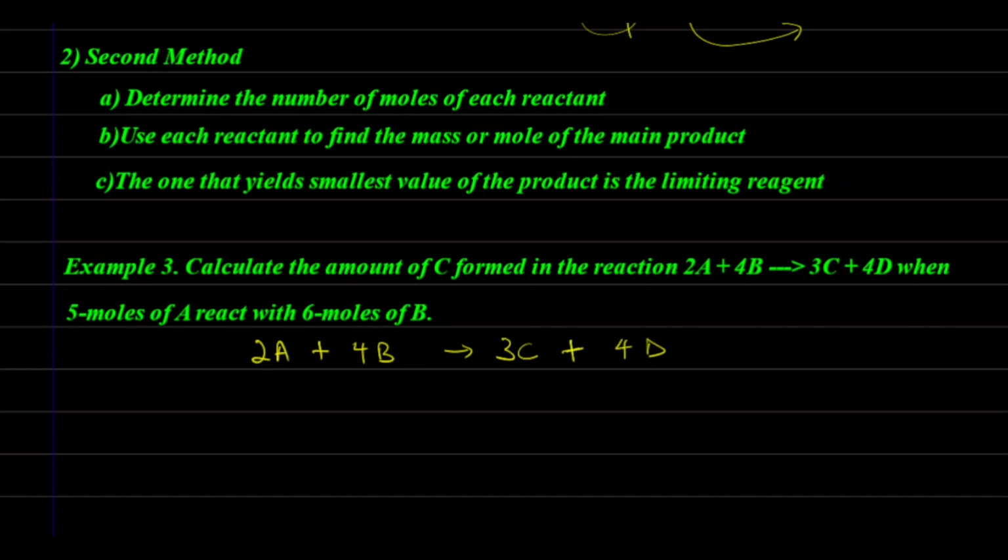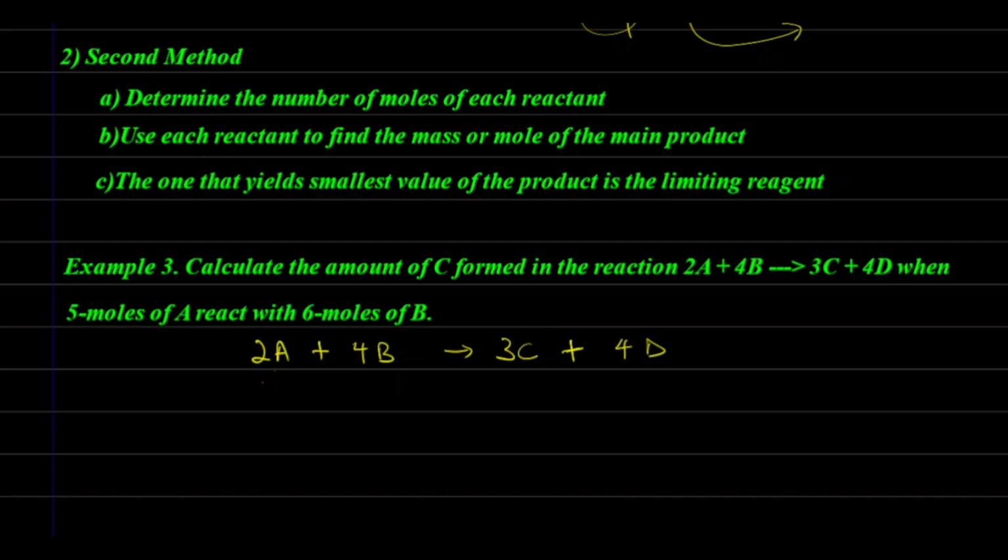Here we are going to use each reactant with respect to the product. C is our main product here. So we compare the first reactant, which is A, with respect to C. Then we have a particular answer. Then we also compare B with respect to C. We still have another answer. So we compare the two answers afterwards to know the one that has the smallest value. So let's look at it together.